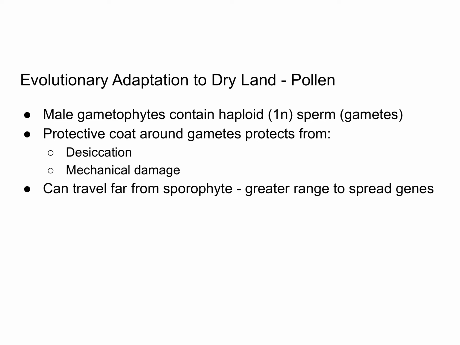Pollen is another evolutionary adaptation that helped seed plants to become more successful over time. So pollen is the male gametophyte, and it contains haploid, or 1N, sperm. And these sperm are the gametes, so these are the male sex cells associated with plants. Pollen forms a protective coat around the sperm to protect it from desiccation. Once again, that just means drying out or dehydration, and also mechanical damage, which can be known as abrasion.